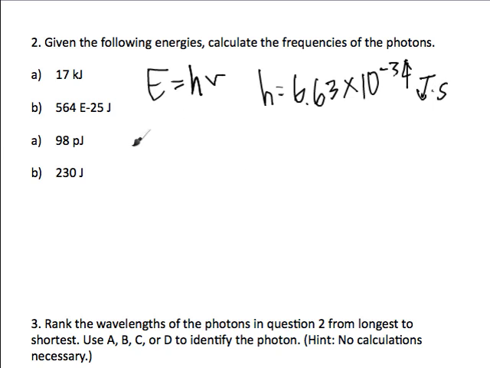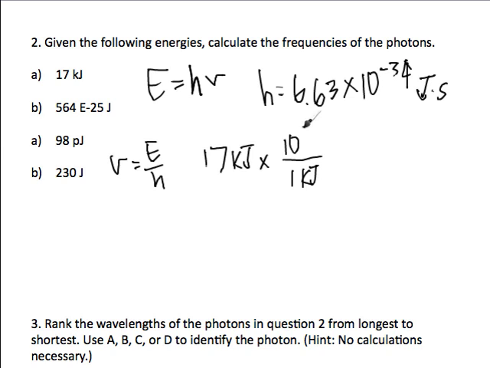So to calculate the frequency of a photon, we just do the energy of that photon divided by Planck's constant. So for problem A, we have 17 kilojoules. If you remember from problem 1, we have to do dimensional analysis to keep everything in joules. So 1 kilojoule equals 10 to the 3 joules. 1 kilojoule equals 1,000 joules. So this gives us 17 times 10 to the 3 joules.